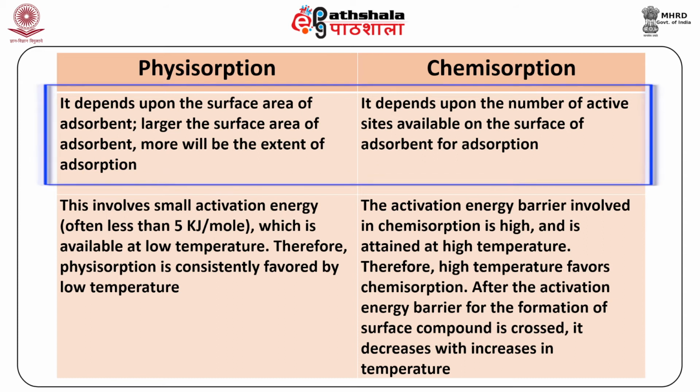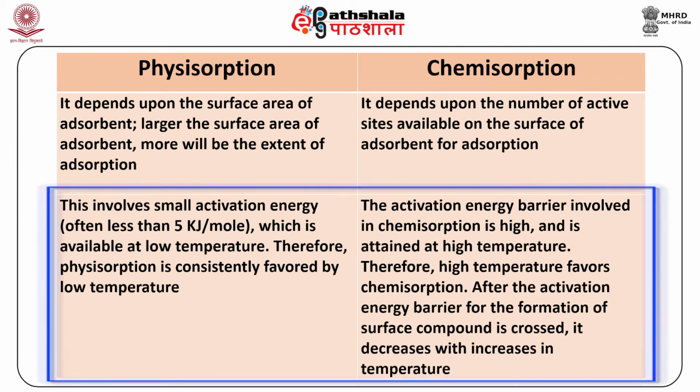Number 8. Physisorption depends on the surface area of the adsorbent. The larger the surface area of the adsorbent, the more will be the extent of adsorption. However, chemisorption depends on the number of active sites available on the surface of the adsorbent for the adsorption process.